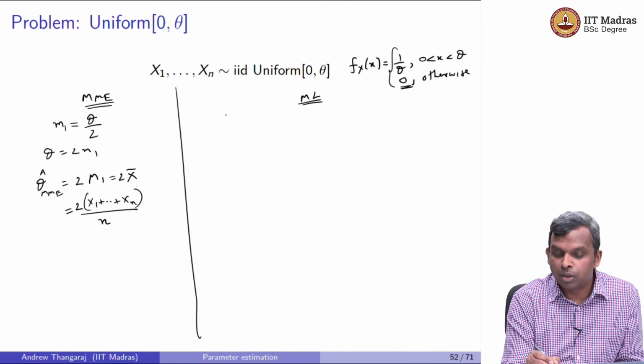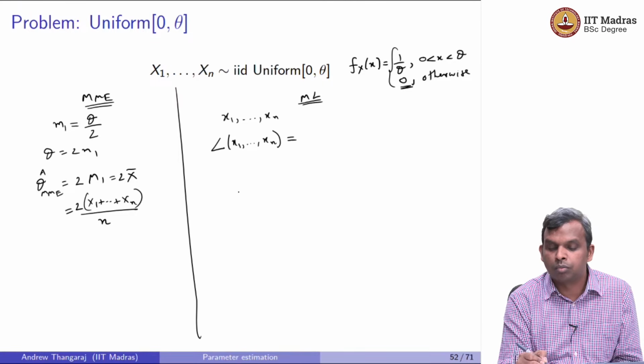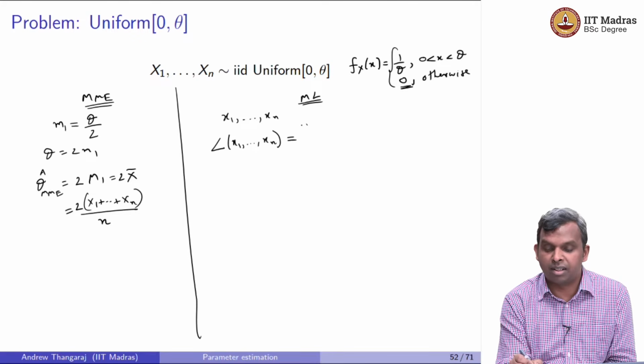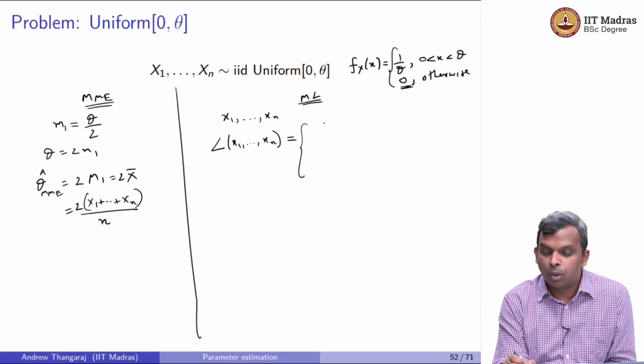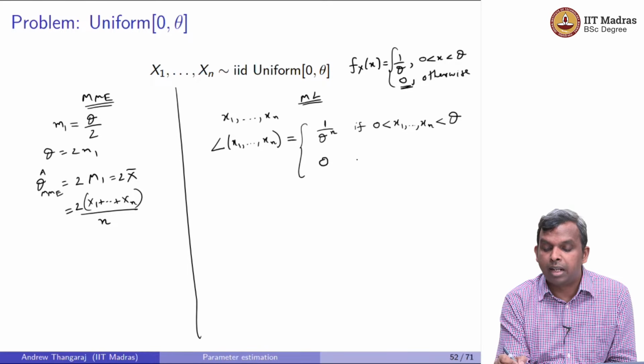ML, the likelihood, so supposing you observe samples x1 to xn, okay, the likelihood of these samples is what? It's very, very interesting. There are two cases here. It is going to be 1 by theta power n, if all these guys lie between 0 and theta. It will become 0 otherwise.